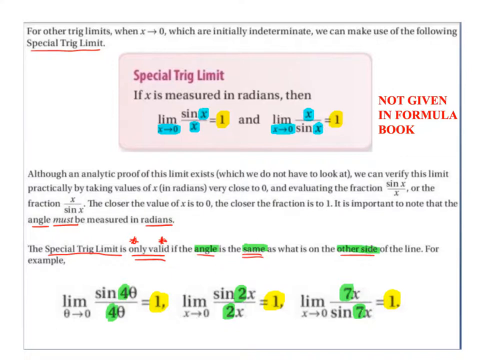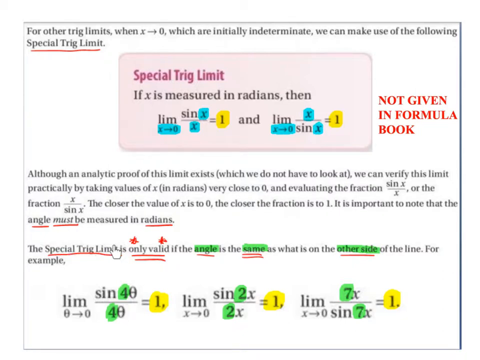So for example, if you were to put into your calculator 0.001 divided by sine 0.001, you would get 1.000000167, which is very, very close to 1. However, if you were to try sine of 0 over 0, or else 0 over sine 0 in your calculator, you'll get an error. So the closer the value of x is to 0, the closer the fraction is to 1. It is important to note that the angle must be measured in radians, so you must be in rad mode.